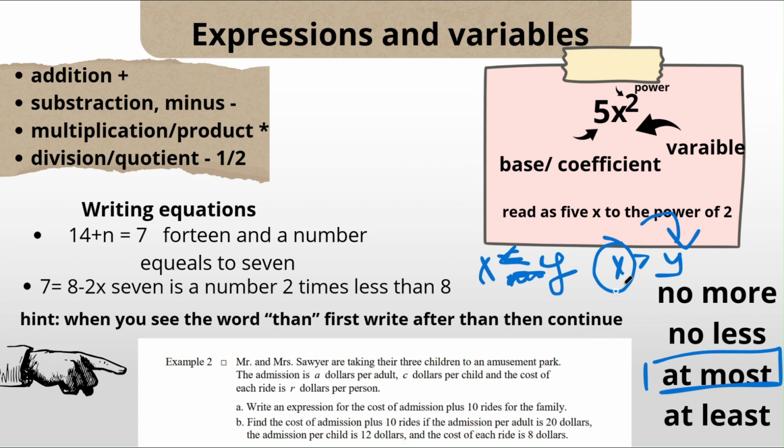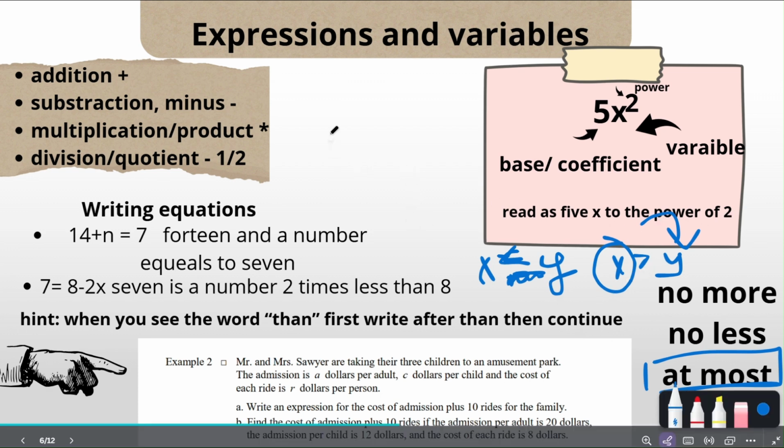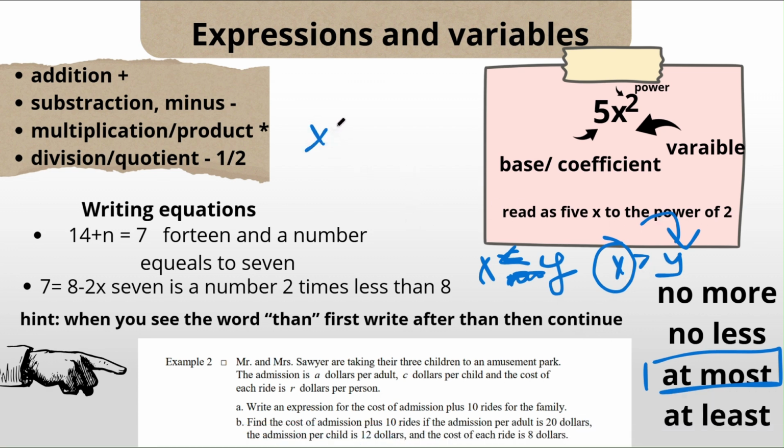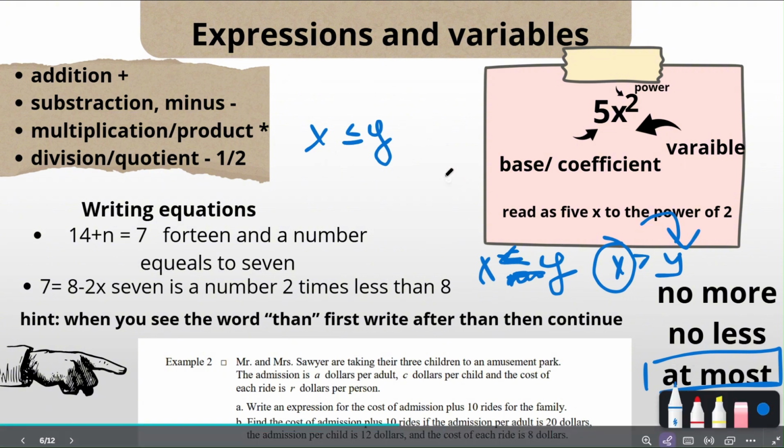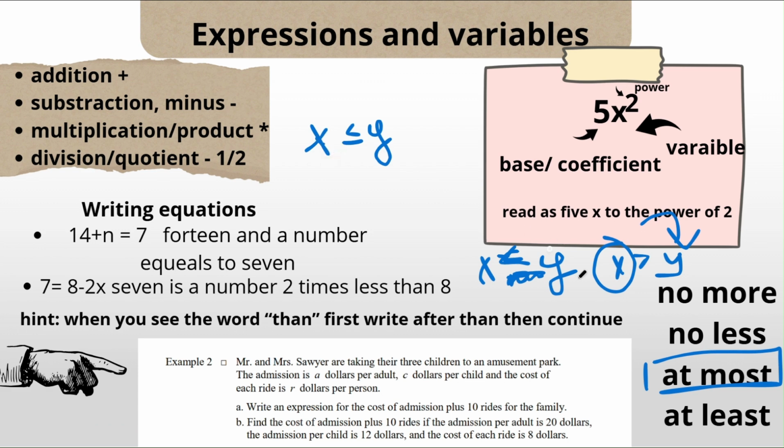For example, the same case with X. Let's say this one is X and this one is Y. At most, it may be equal to the Y number, but in either way it can't go beyond this number, because it says "at most." From the name it suggests. So X is at most the Y number, which means that Y is bigger than X, or in some cases they may be equal.